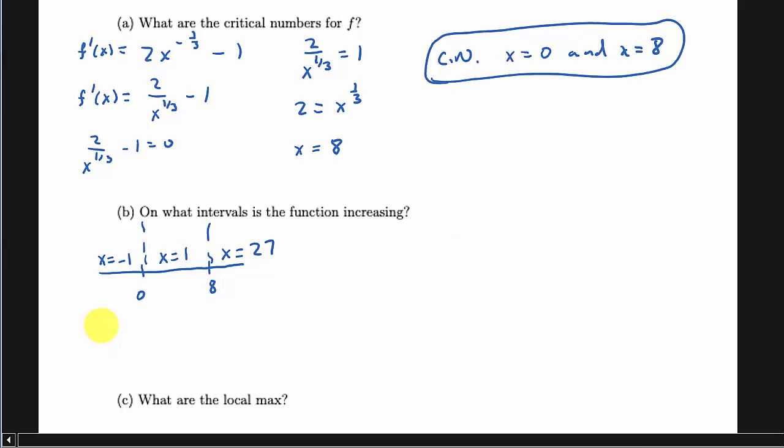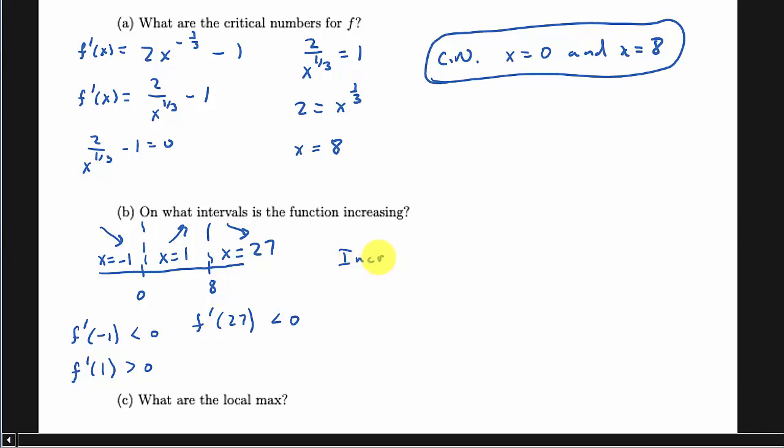So I've got f prime of -1. If I plug the -1 in, the cube root of -1 is -1. -2 minus 1 is negative, so that's less than 0, so that's decreasing. F prime of 1, plug the 1 in, that's 2 minus 1, which is positive, so that's increasing. And then f prime of 27, that's going to be 2/3, right? Cube root of 27 is 3, 2/3 minus 1, that's negative, so that's decreasing.